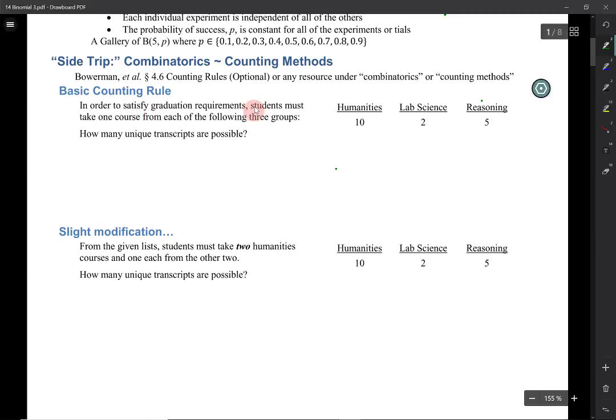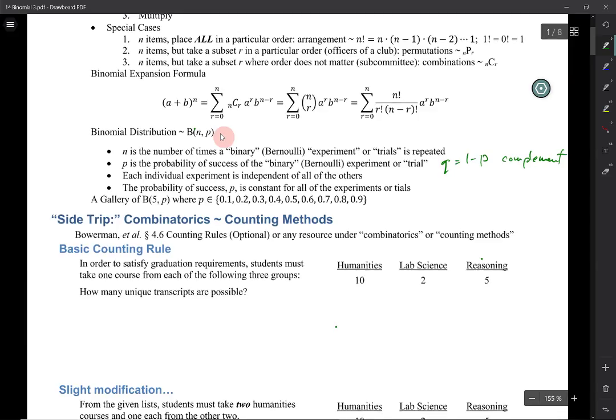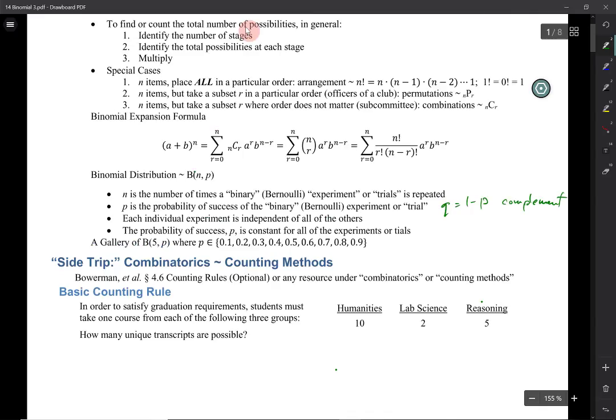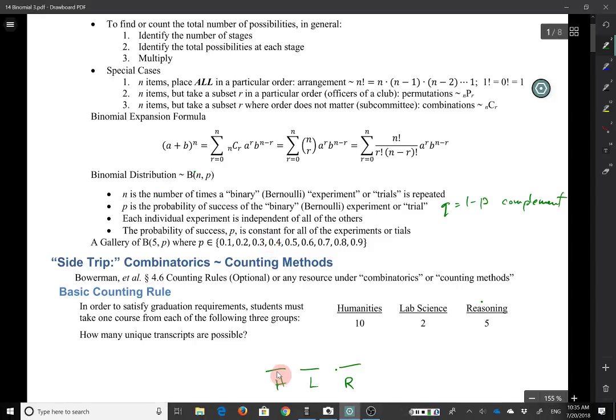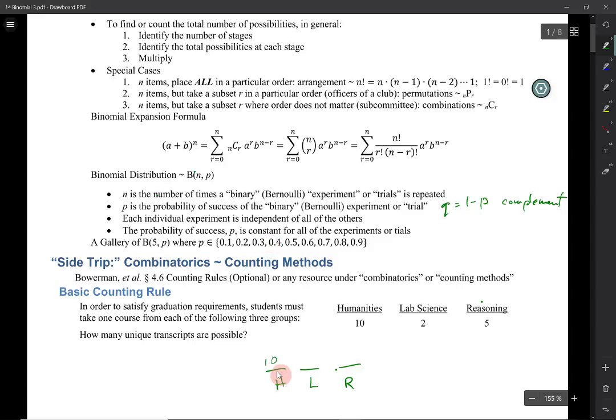In order to satisfy graduation requirements, a student must take one course from the following three groups, right? How many transcripts are possible? And so in general, what you do is you identify the number of stages. So how many stages are there? There are 3 stages. One is for humanities, one is for lab, and one is for reasoning. And then you identify the total possibilities at each stage. For humanities, there were 10. For lab science, there were 2. And for reasoning, there were 5. So you multiply those together, and you get 100 like we did before, right?